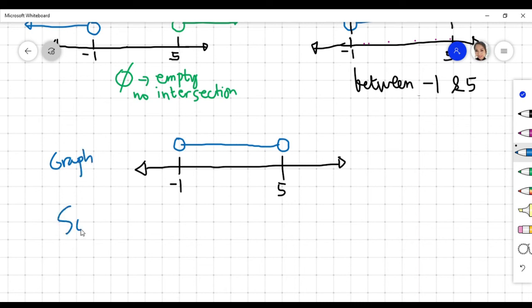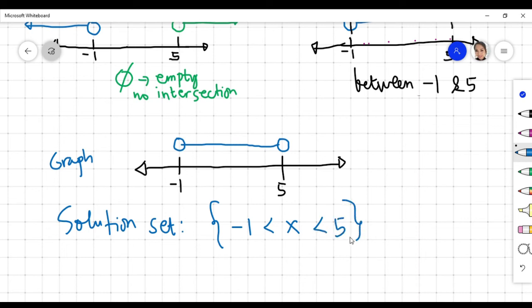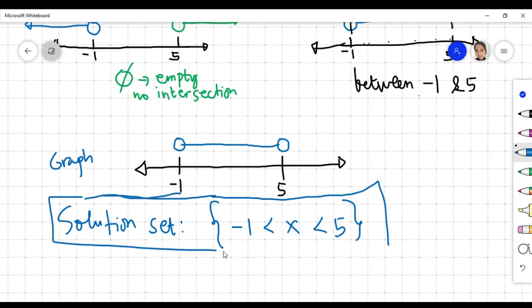So how do we write the solution set for that? That would be negative 1 less than x less than 5. It means that the solutions for this inequality are only the numbers between negative 1 and positive 5. So this is our solution set, and this is our graph.